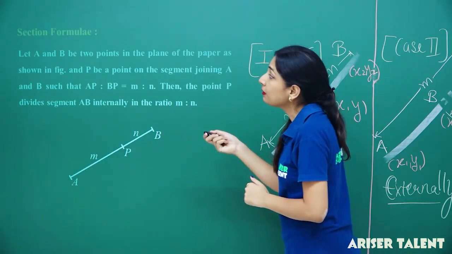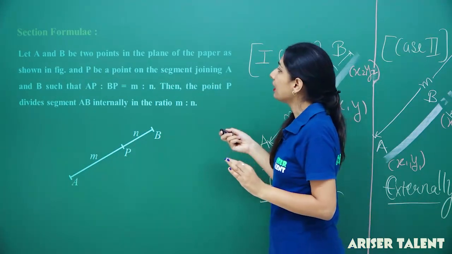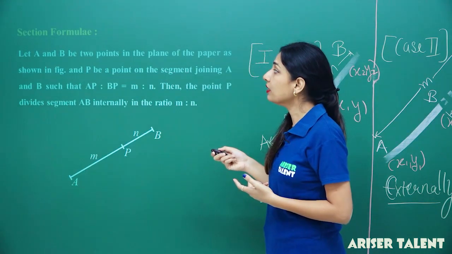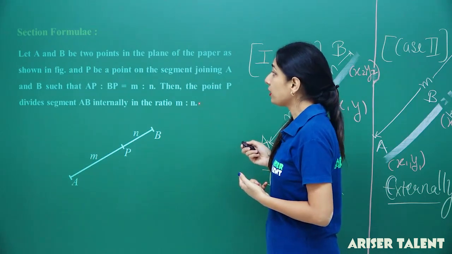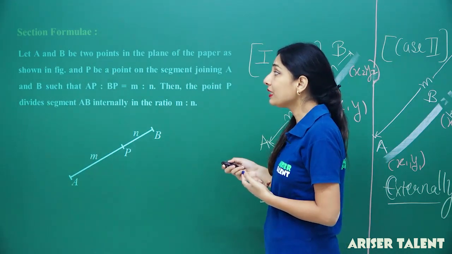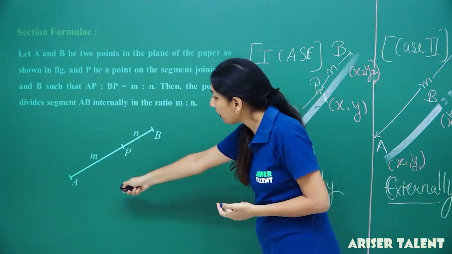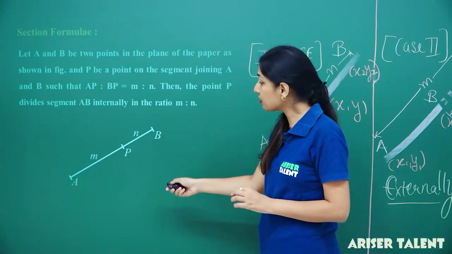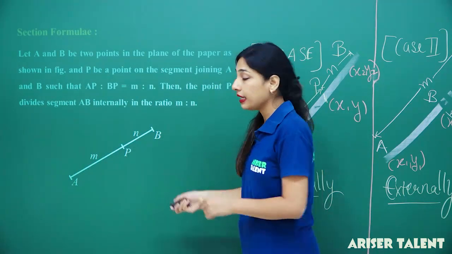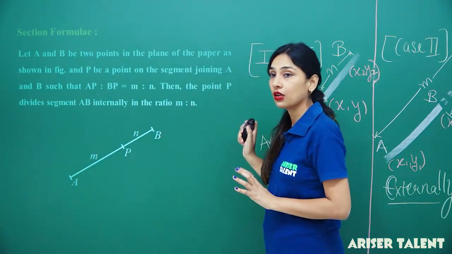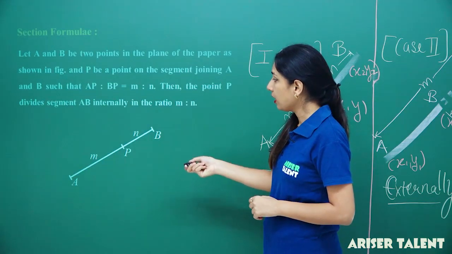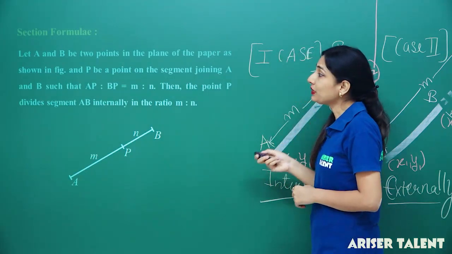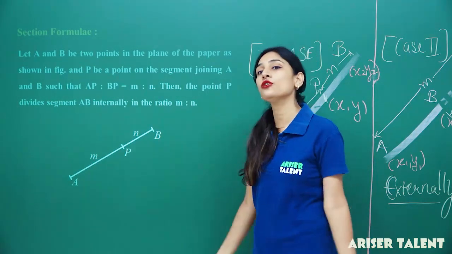Okay, so let A and B be 2 points in the plane of the paper, as shown in the figure, and P be a point on the segment joining A and B such that, this is point A, this is point B and this is point P. Now, P is a point such that it divides this line AB in the ratio M to N. So, AP to PB will be M to N. Then the point P divides segment AB internally in the ratio M by N.